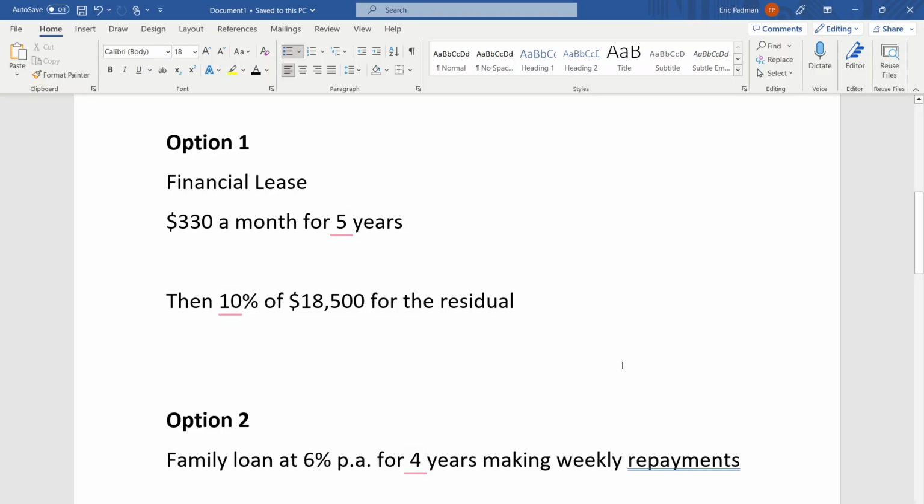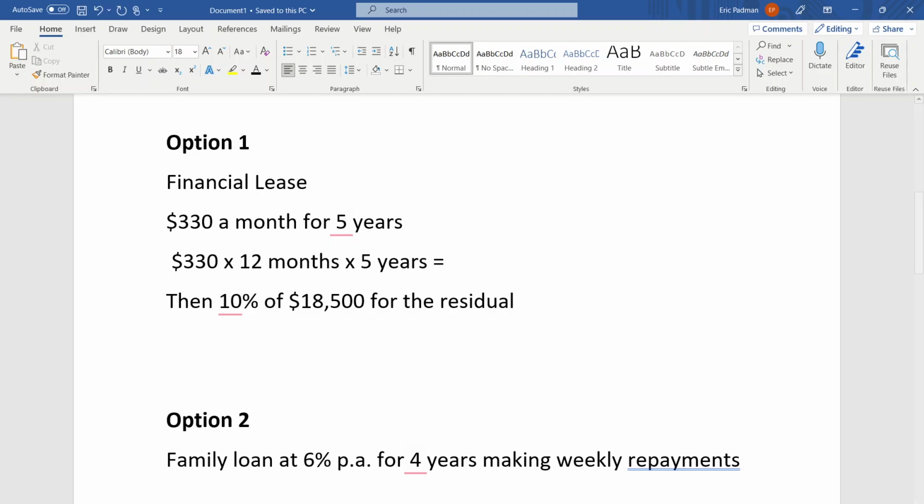Okay, so let's look at how we do the options. All right, the financial lease, this one's pretty simple, and it's going to be very much the same for everyone. The only difference is people have different car prices, so you have a different cost of the residual. But if you're paying 330 a month for 5 years, well, we're multiplying that by 12 months in a year, for 5 years.